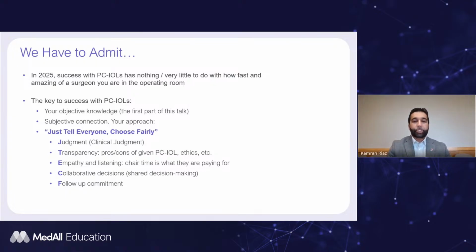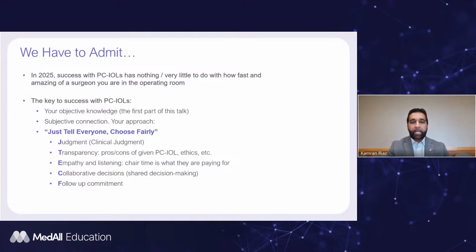This incorporates the judgment. So that's the clinical judgment that we spent the first part of this talk talking about. The transparency: making sure we explain to a patient that every one of these lenses has pluses and minuses. There's no such thing as a perfect lens. That's where our ethics come into play here. That leads us to empathy and listening.